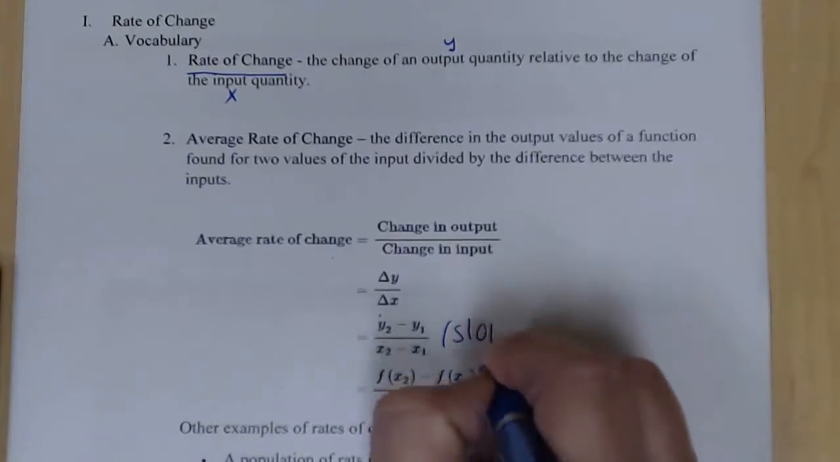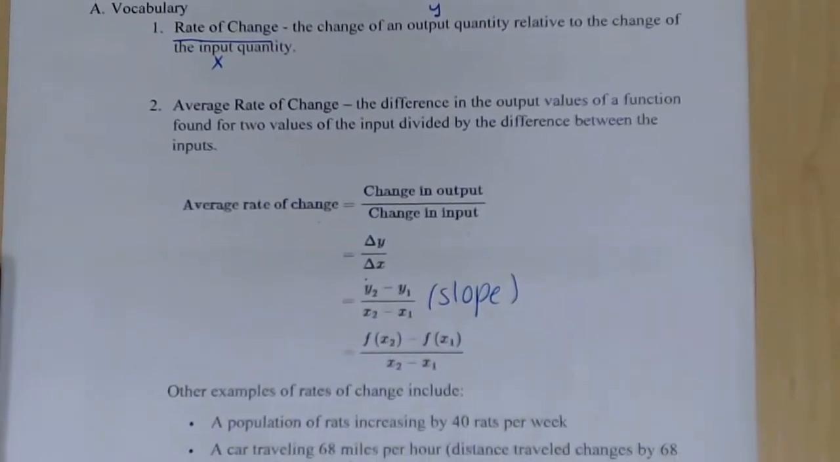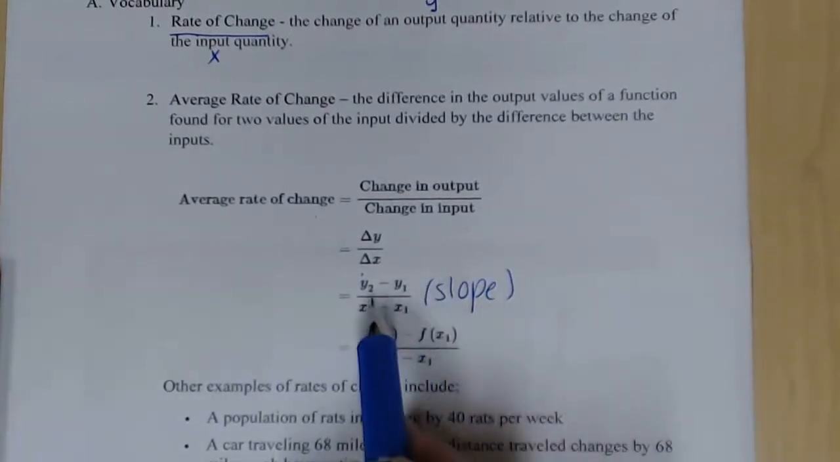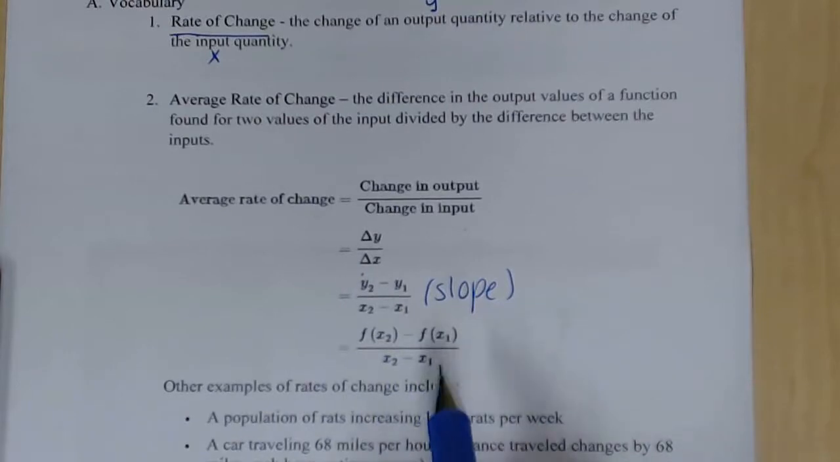Having flashbacks yet? This is just slope. We are literally just finding the slope between two points. But now we're going to call it average rate of change. And better yet, using function notation, instead of y2, we say f of x2. Instead of y1, we say f of x1. But in all reality, at the end of the day, we're just using our slope formula like we've done before.